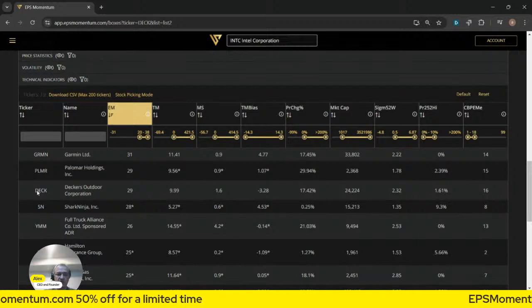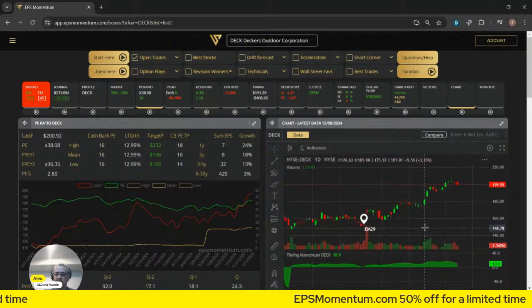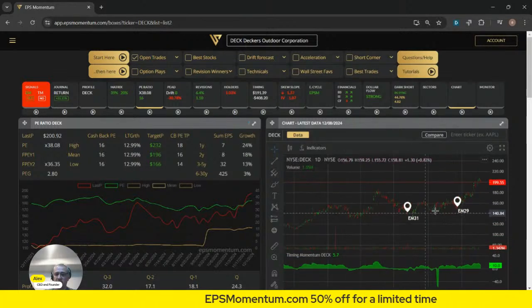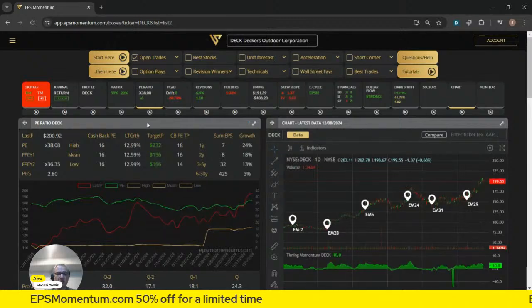So I can go into Deckers Outdoor. This is a PE of 16. It's truly up 29, 24. So these are very good stocks to have a look at.